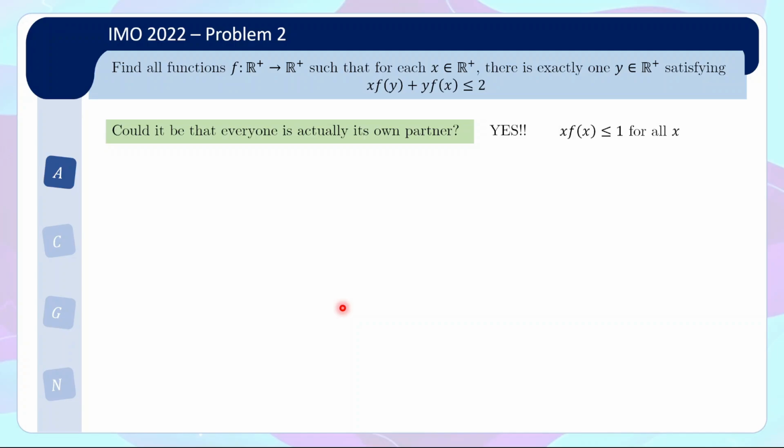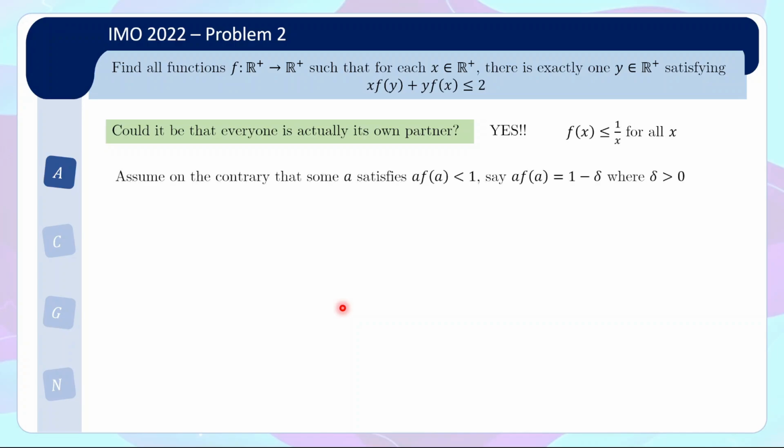Wouldn't you wish that xf(x) equals 1 for all x? Then you will be done because you have solved for f(x). So let us assume, on the contrary, that there is some a that satisfies af(a) strictly less than 1. And then we see what problems we get from here.